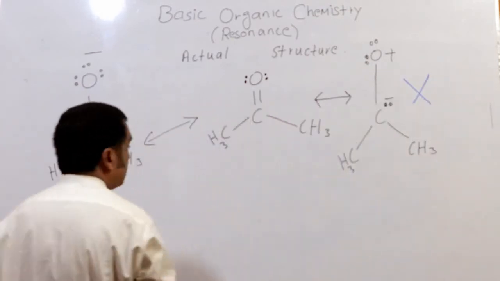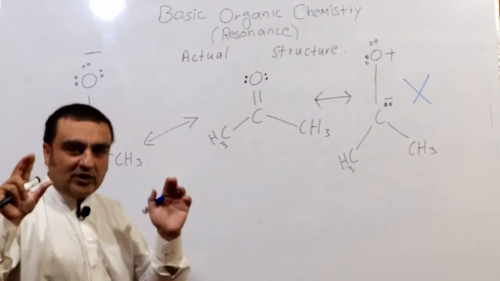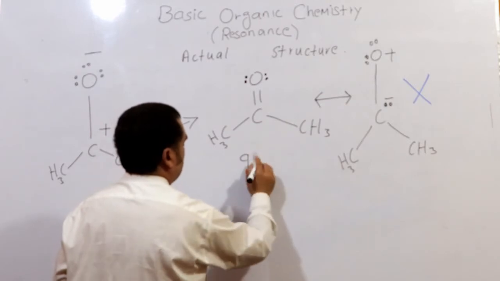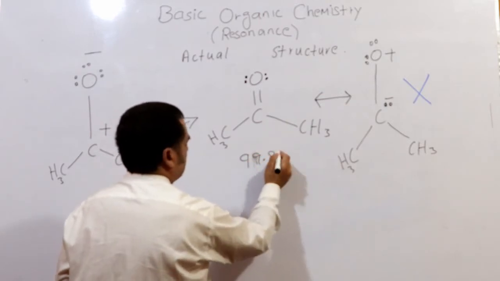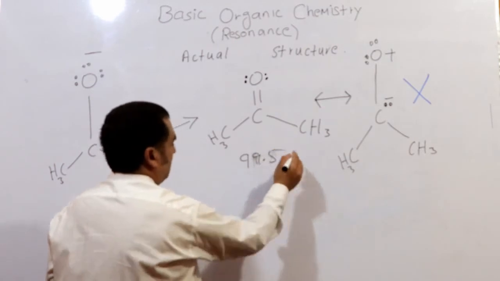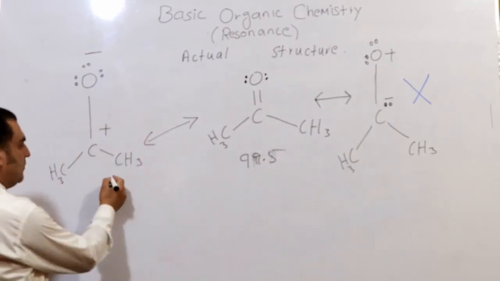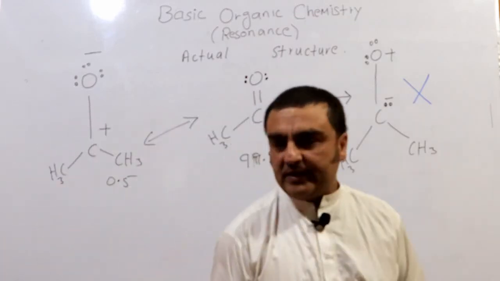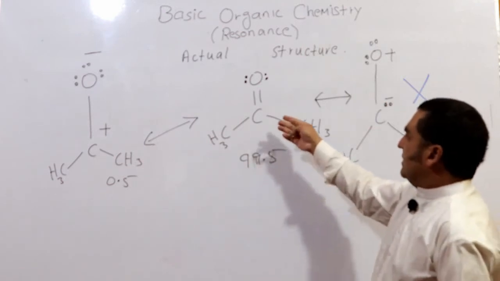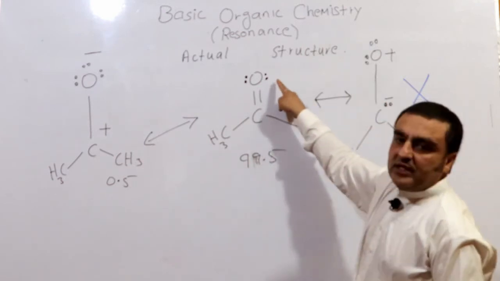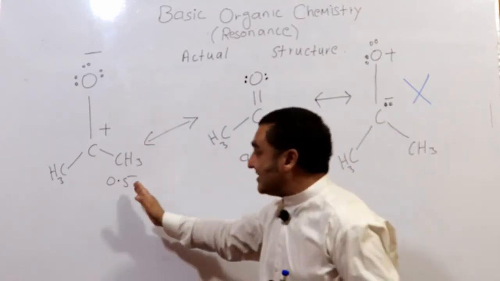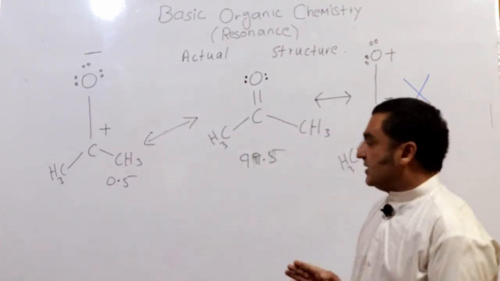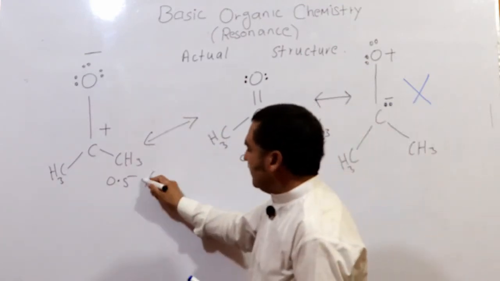Now suppose this resonance structure has 99.5% contribution, and this one has 0.5% contribution. These are just random values. Now how would the actual structure look? As we see, in this structure the oxygen is neutral and the carbon is neutral, and in this structure it is one positive and one negative. But this has a very small weight, 0.5%.